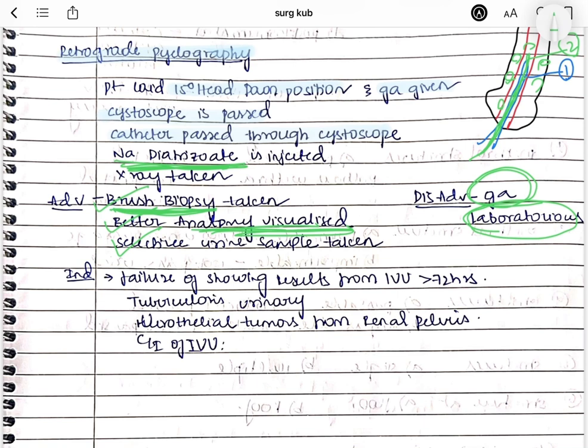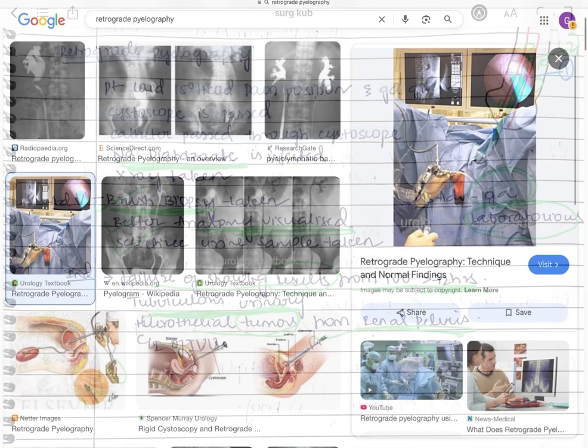And coming to the indications, where will you use this retrograde pyelography? If you fail to get any findings in the IVU, so failure of showing any results from the IVU at greater than 72 hours, and also if there is any urinary tuberculosis or any tumors of the renal pelvis, right? So these are the indications for retrograde pyelography.